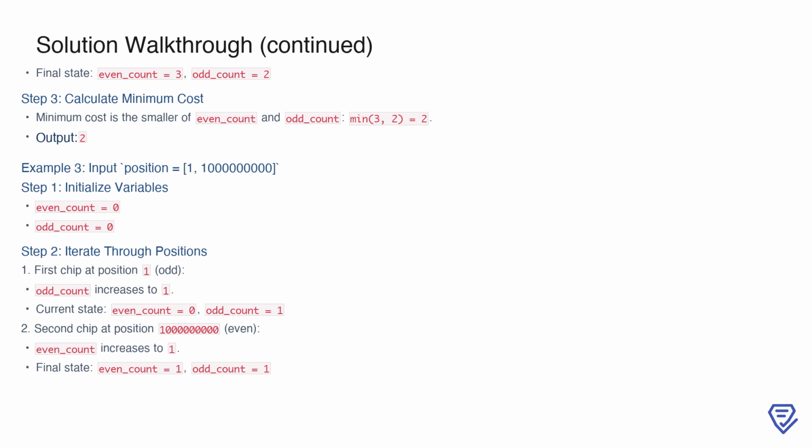odd_count = 2. To find the minimum cost, we compare the two counts. The smaller of even_count and odd_count is 2, so the output is 2.